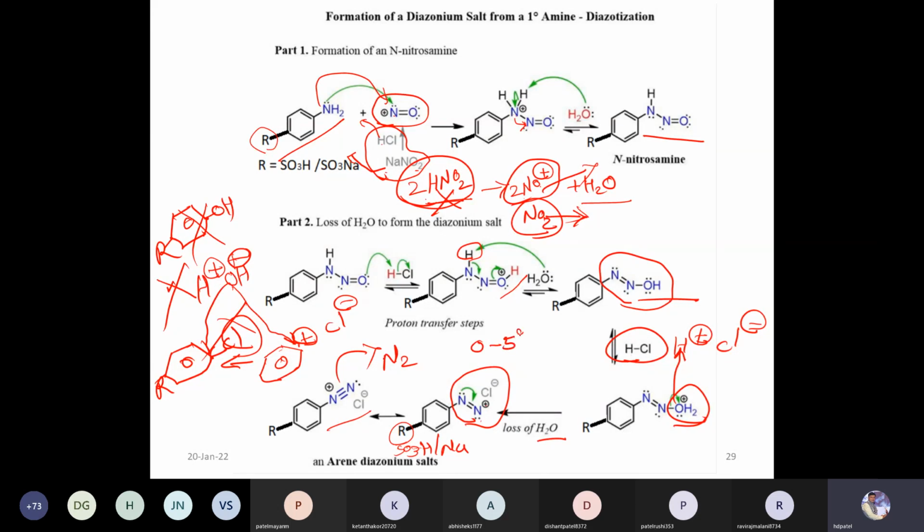at 0 to 5 degrees centigrade throughout the reaction. Then only we will get the diazonium salt.